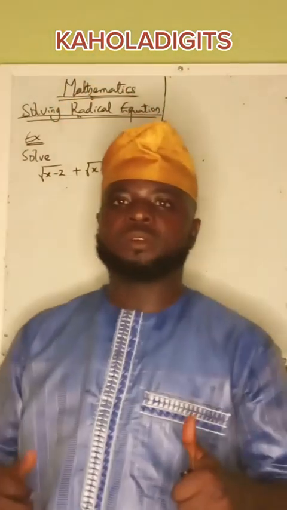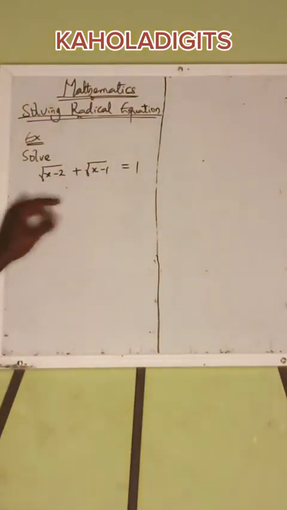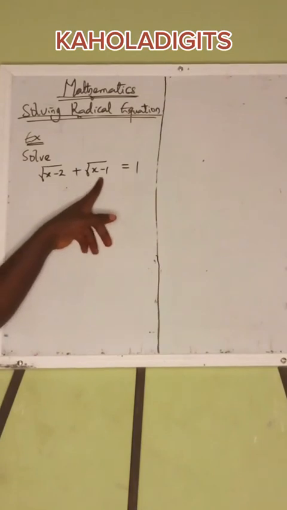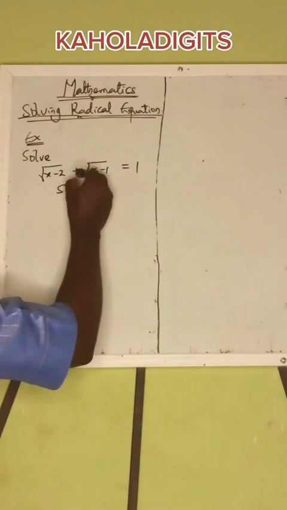We have another question on radical equation. Here we have to solve root of x minus 2 plus root of x minus 1 equal to 1. Alright, so let's do this together.